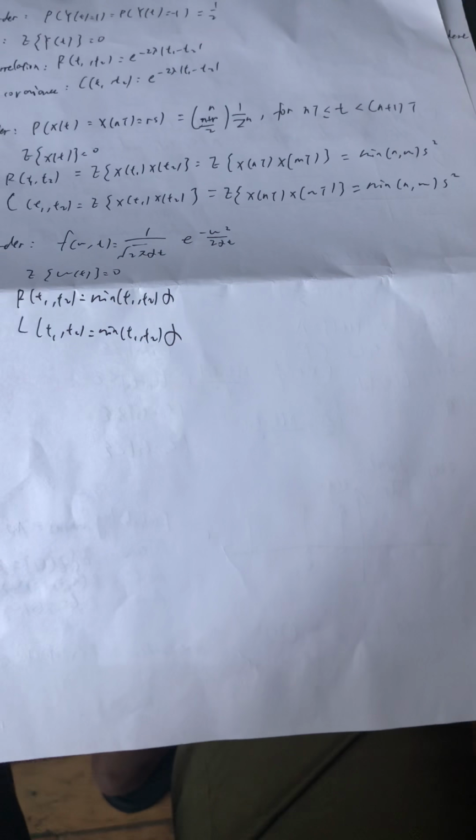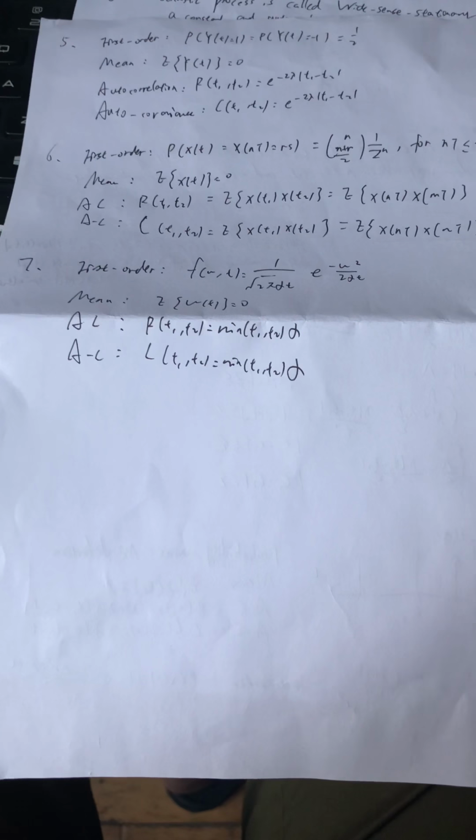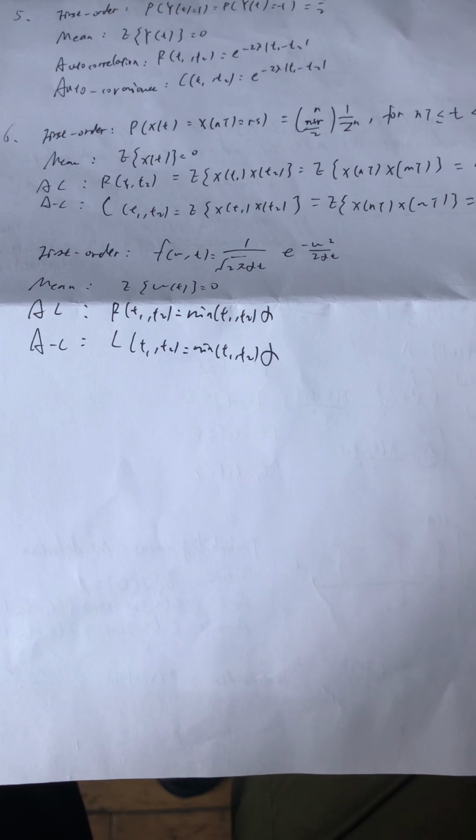For the Wiener process, the first order density function is f(w, t) equal to 1 over the square root of 2 pi alpha t, times e to the minus w squared over 2 alpha t. The mean is 0. The autocorrelation is the minimum of t1 and t2, multiplied by alpha. The autocovariance is the minimum of t1 and t2, multiplied by alpha. That's it. Thank you.